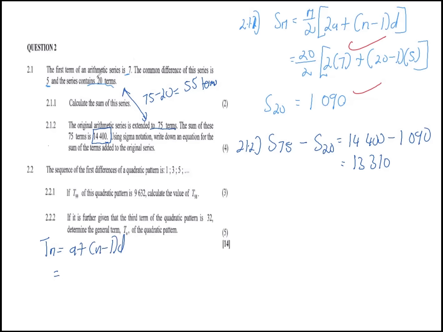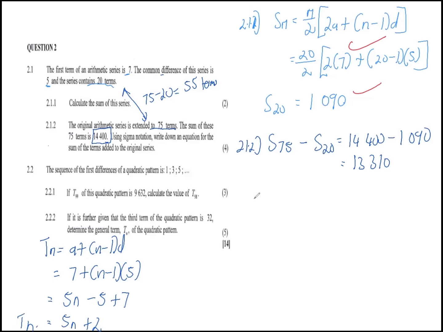Remember, we are still using this same arithmetic series. Our a value is 7, and then we have n minus 1 times our d value. They said the common difference is 5, so we're going to have 5 here. So this is going to be 5n minus 5 and then plus 7, which is going to give us 5n plus 2. So that's our Tn.